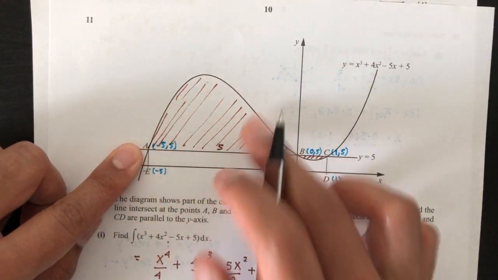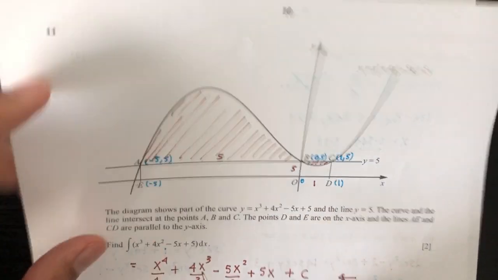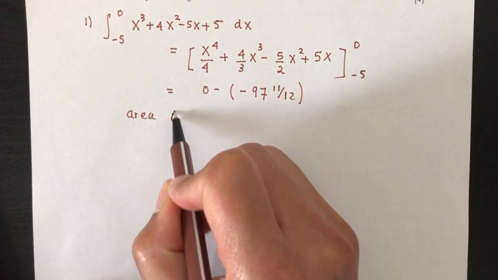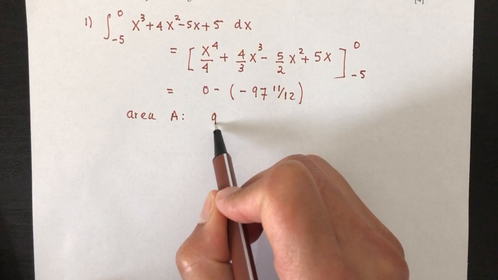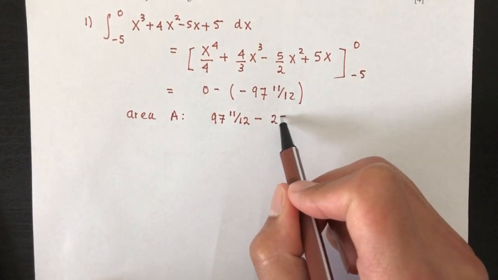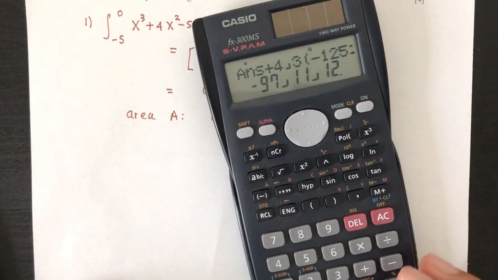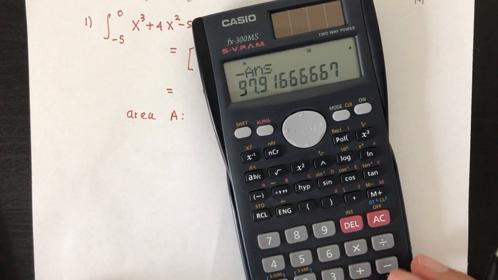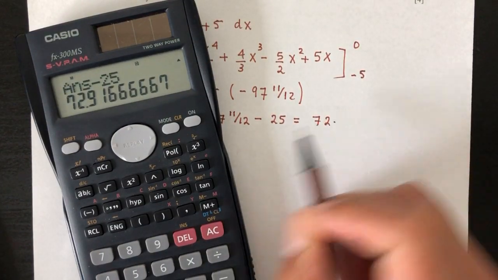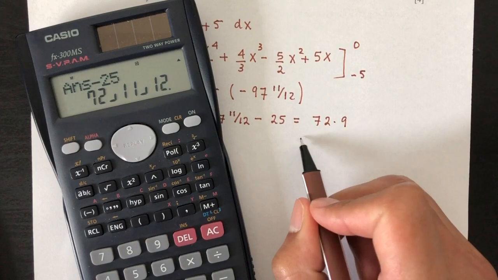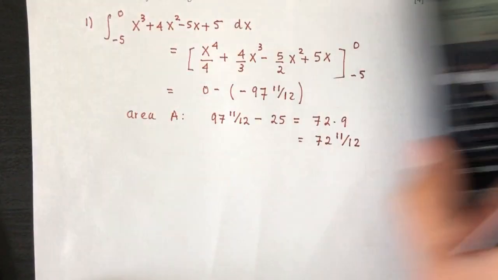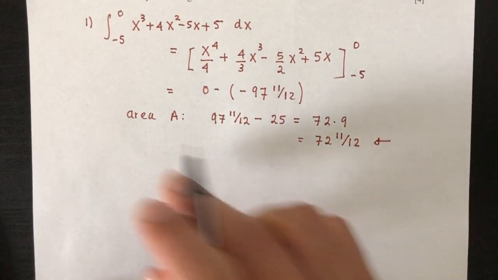So to find this area, we have to subtract the area of this rectangle. So let's do that. Area of part A will be 97 11 over 12 minus 25. That should be 72.5 something, but let's write it down as a fraction. Okay, that is the one that we need for area of part A.